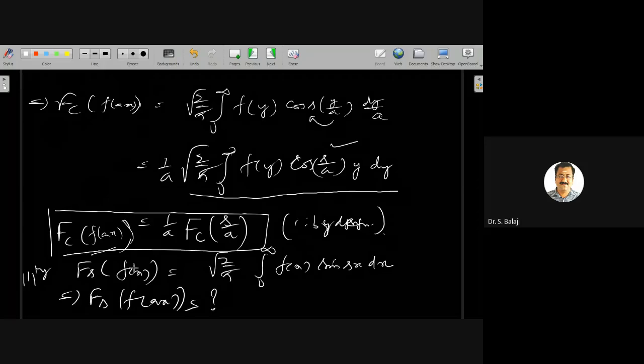Similarly, you can get the answer for the sine transform also. The same thing for the sine transform. Can you give the answer? Can you try?